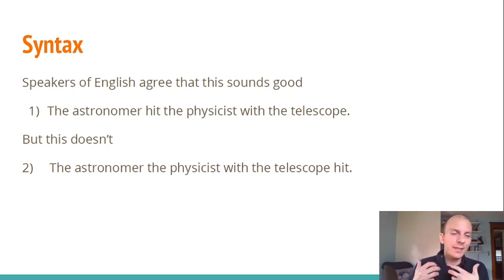You might know what the second sentence means. You might be able to piece it apart. The astronomer and the physicist are the two people here, and somebody's being hit with a telescope, but it's not the same. It's still ungrammatical syntactically, even if you can discern some sort of meaning going on in the sentence.